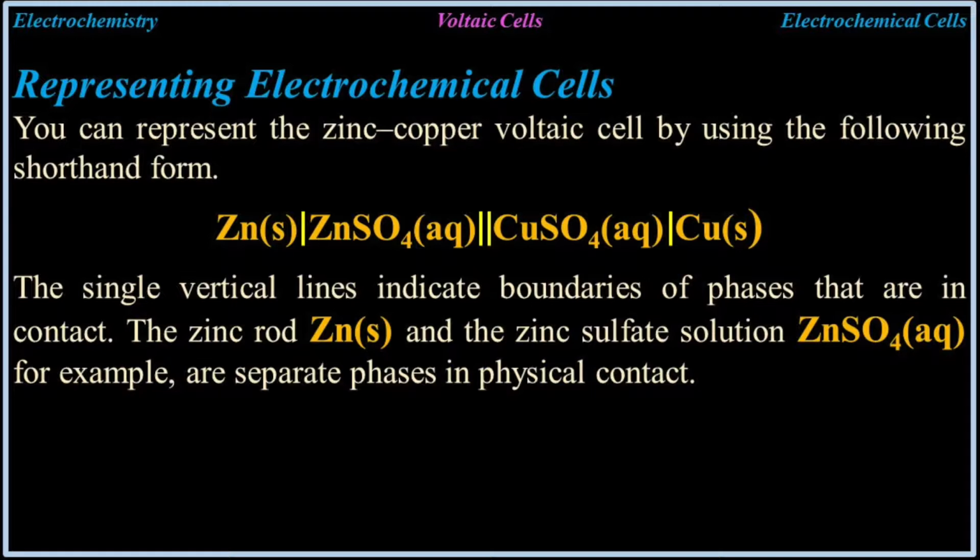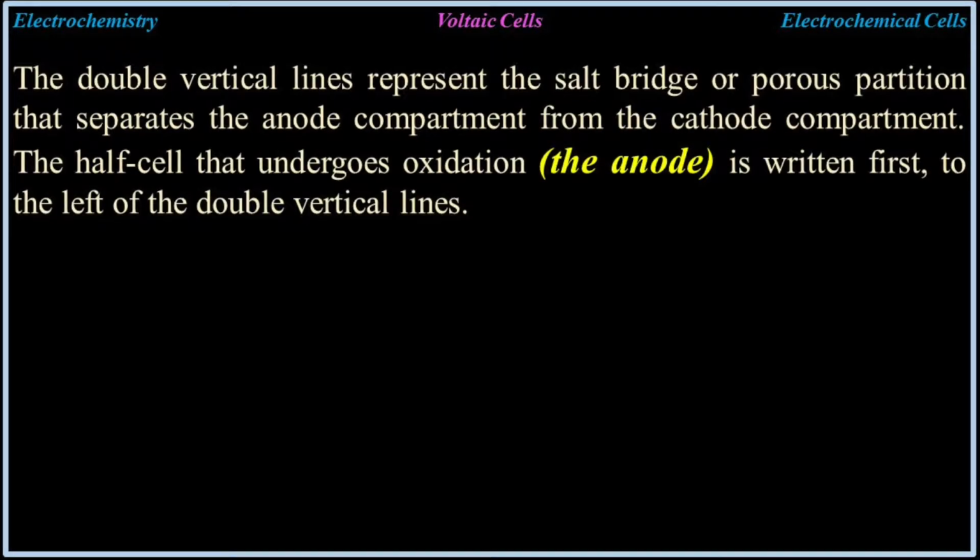Representing electrochemical cells. You can represent the zinc copper voltaic cell by using the following shorthand. Zinc solid, single vertical line, zinc sulfate aqueous, double vertical line, copper 2 sulfate aqueous, single vertical line, copper solid. The single vertical lines indicate boundaries of phases that are in contact. The zinc rod and the zinc sulfate solution, for example, are separate phases in physical contact. The double vertical lines represent the salt bridge, or porous partition, that separates the anode compartment from the cathode compartment. The half cell that undergoes oxidation, the anode, is written first to the left of the double vertical lines.